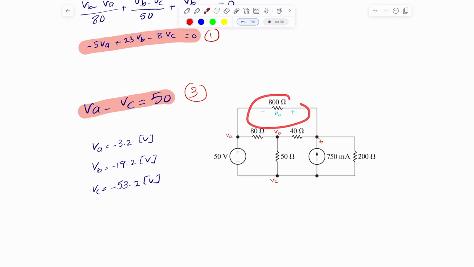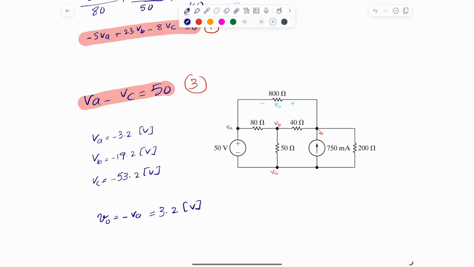So I'm after V naught, so let's compute what that V naught is. Well, V naught is simply, well, it's negative VA because it is 0, because that's a positive in here, minus whatever the VA is in here, okay? And that simply is 3.2 volts. And hopefully it's the same answer that we got a few minutes ago, which it is.